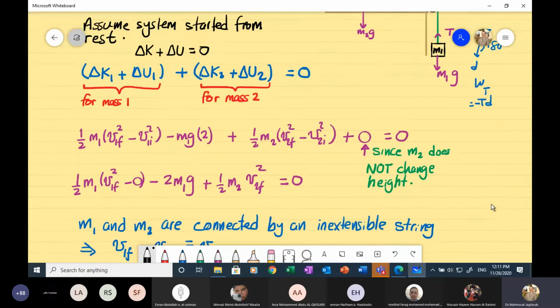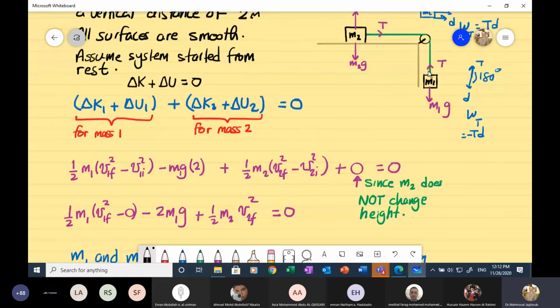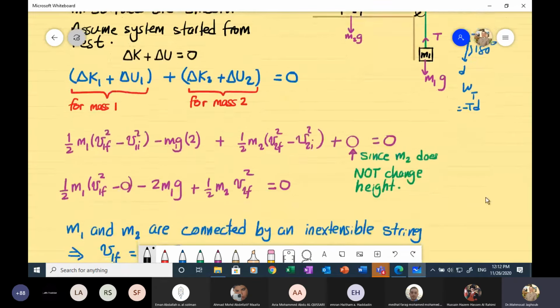Now, just evaluate, v1 initial equals 0. You get this. Okay? And remember that v2 initial and v1 initial are the same. v1 final and v2 final are also the same as speeds. Therefore, I can write them as v1 final equals v2 final, which equals v final. Why are they the same in magnitude? Because they are connected by a string. As I said, if you have a car pulling another car, they both will have the same speed.